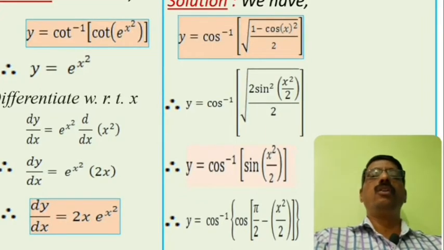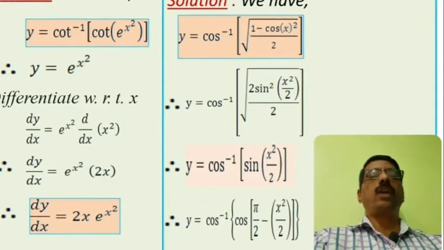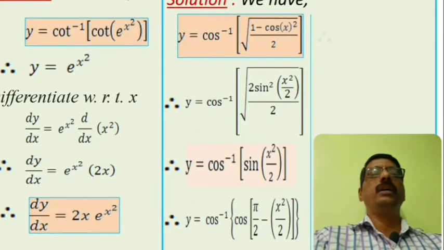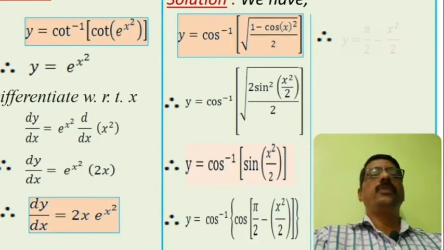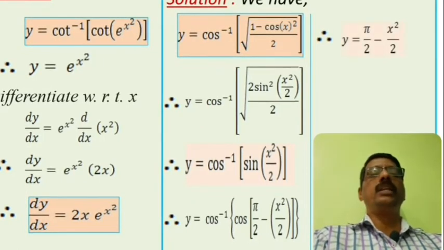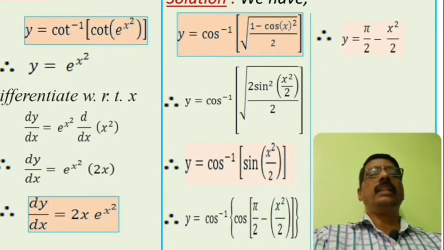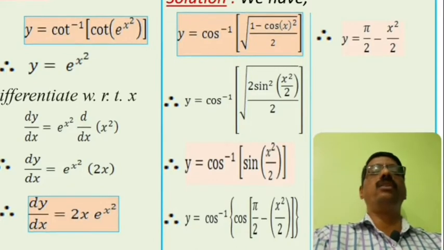Only implement the formula. Okay, and therefore again in this format, y equal to cos inverse cos become cancel, and therefore the given function becomes y equal to only the remaining pi by 2 minus x square upon 2. Okay, and this is the simplest form of the given function.